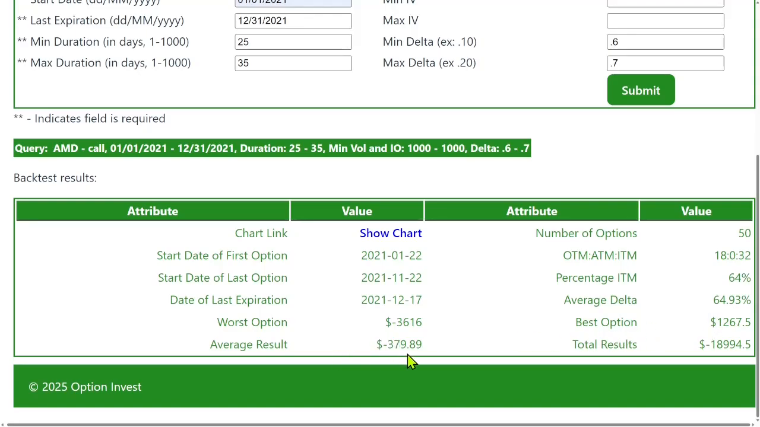The average option in this backtest lost $380, for a total loss of $18,995 on the 50 options it found. These numbers are based on the premium collected minus the amount they finished in the money. This doesn't count any gains or losses made on the underlying stock.